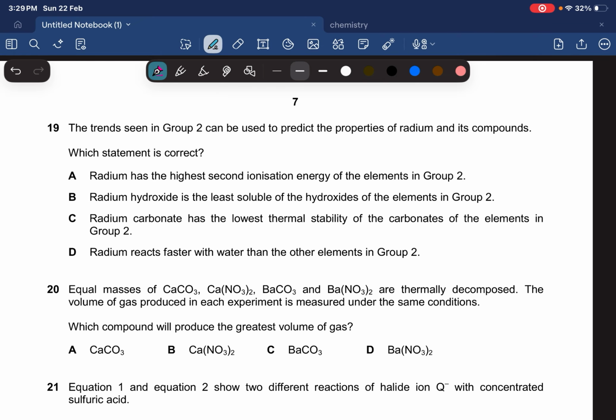The trends seen in group 2 can be used to predict the properties of radium and its compounds. You know who discovered radium? It was a scientist called Marie Curie, right? She was a female scientist.